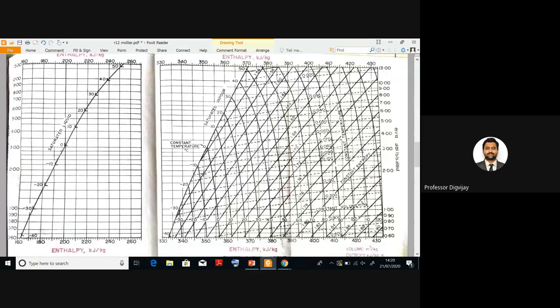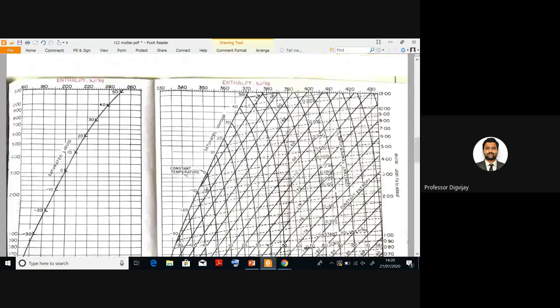Okay. For air, we don't have a pH diagram. For air, what we have is called a psychrometric chart. So this book contains both pH charts and psychrometric charts. Psychrometric charts we'll study in section 2. But for refrigerants which are commercially available, we have pH charts. From pH charts, we'll get different values.